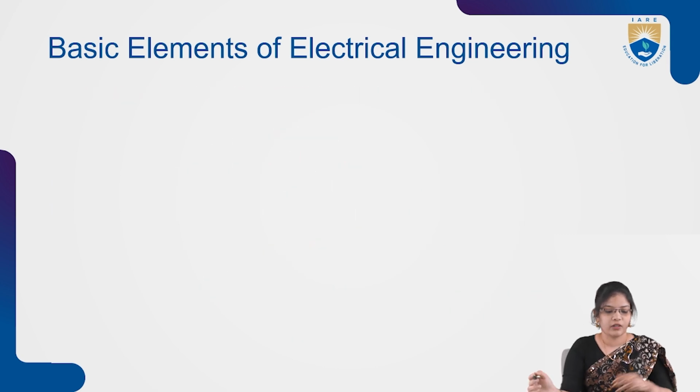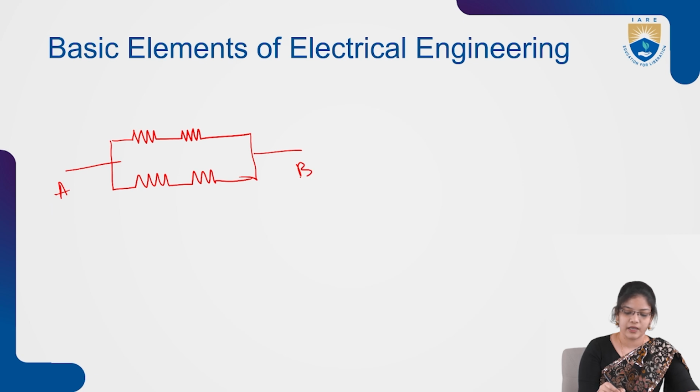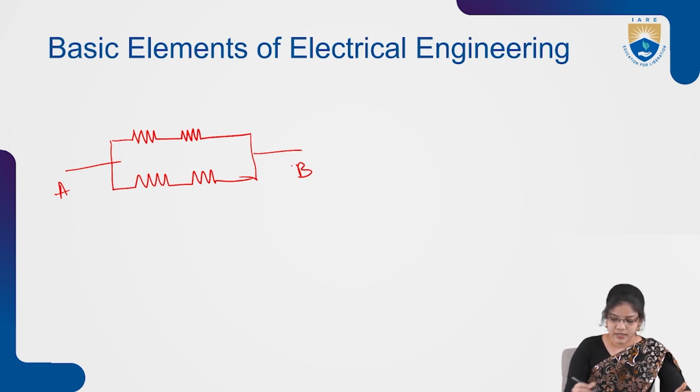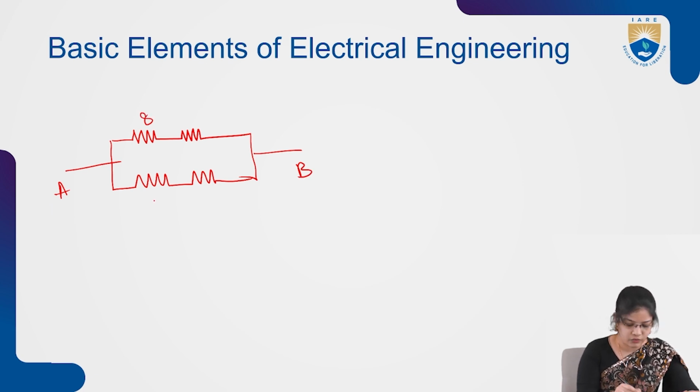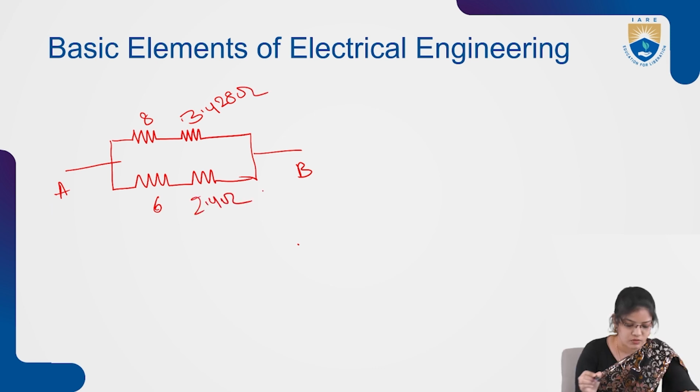So again we have to redraw the network. So it can be redrawn as new resistance, the simple resistance, two series resistances, and we need to calculate the equivalent resistance across the terminals A and B. So here the resistance is taken as 8 ohms, and here it will be 6. The value is 3.428 ohms, and here it will be 2.4 ohms.